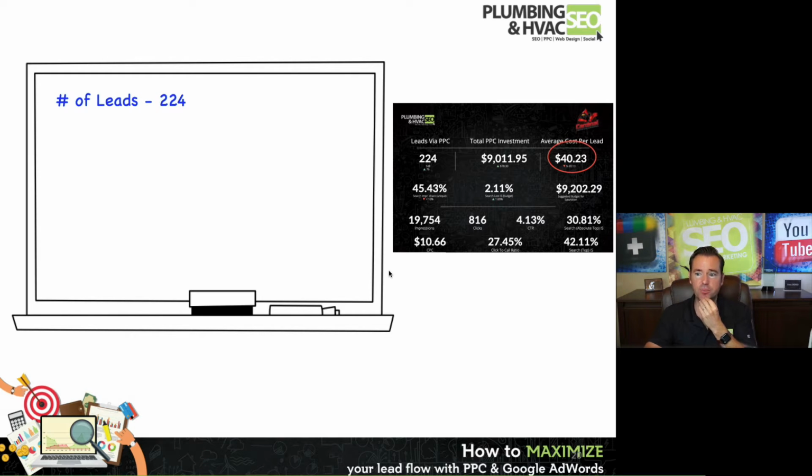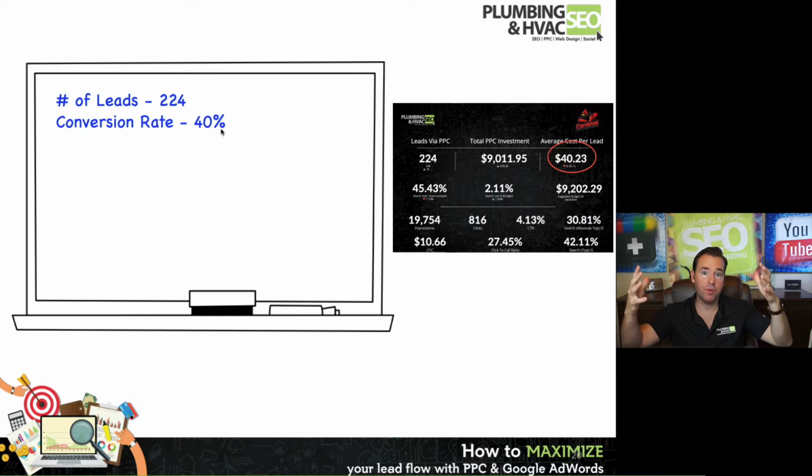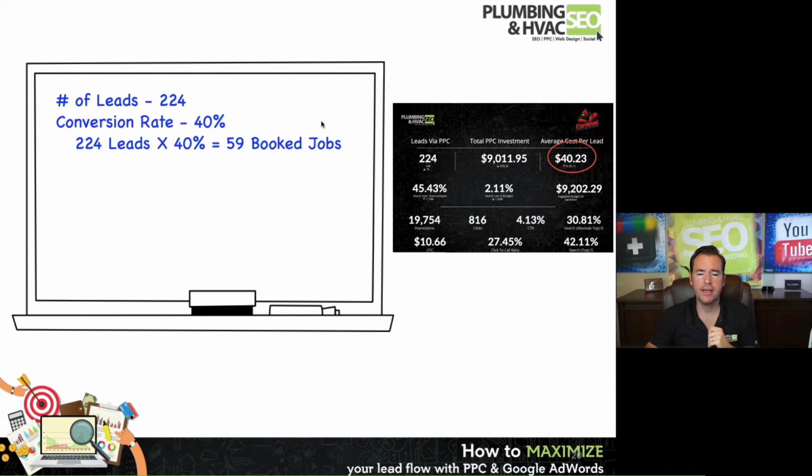So here's how this boils down, right? If we had 224 leads and a conversion rate of about 40% of those leads to booked and dispatched jobs, which is about the average once you take out the spam calls and the tire kickers and you get the people that actually wind up scheduling, that means we have about 59 booked and dispatched jobs. Now their average ticket's about $750. I would love to see that number a little bit higher. I'm sure if Joe Grady was on here, he'd say we'd love to see that a little higher as well.